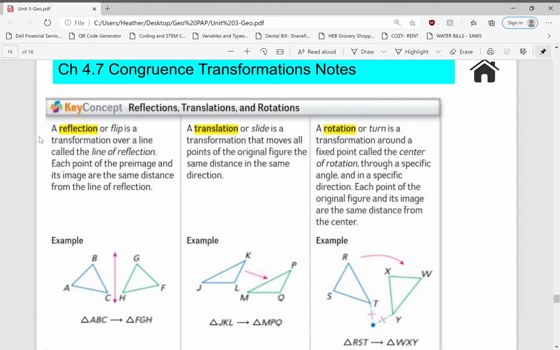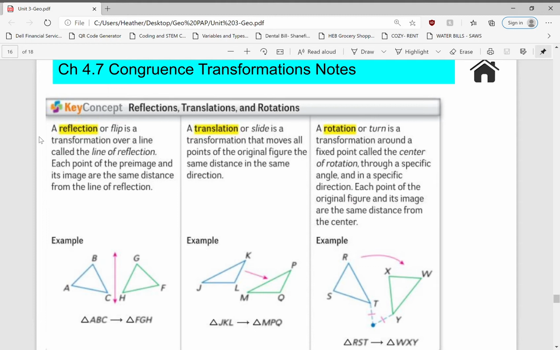And then lastly, we have a rotation. A rotation or a turn is a transformation around a fixed point called the center of rotation through a specific angle and in a specific direction. Each point of the original figure and its image are the same distance from the center.